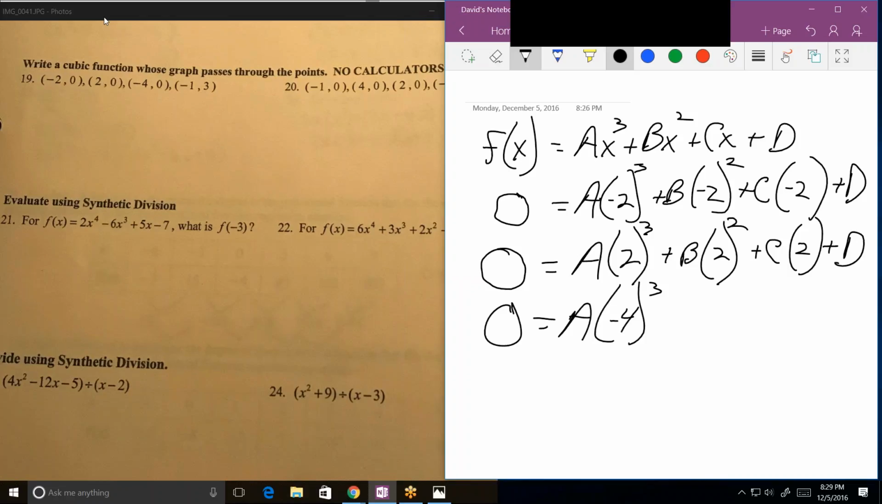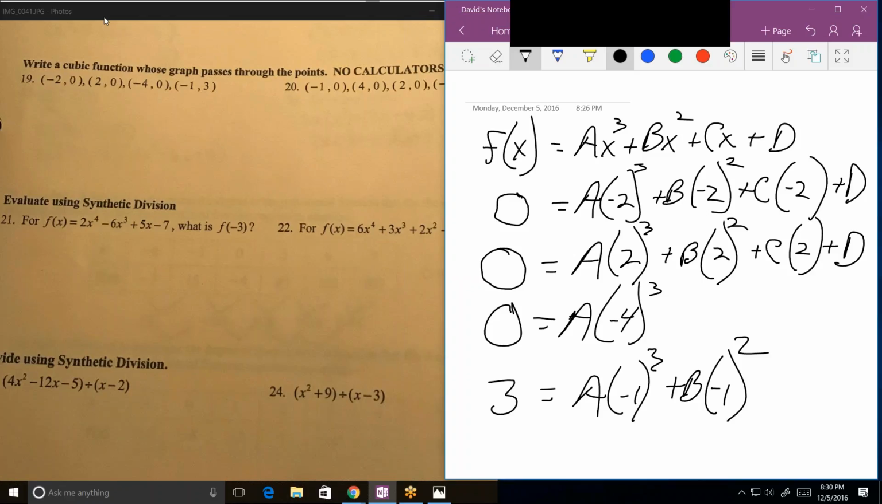They haven't. I remember at the beginning of the year, they gave you three equations and three unknowns. As long as you have the same number of unknowns as you have equations, you can always solve it. For sure. And if I continue as I'm doing, I'm going to plug in that point and come up with a fourth equation, which is going to be 3 equals a times minus 1 cubed plus b times minus 1 squared and so forth and so on.